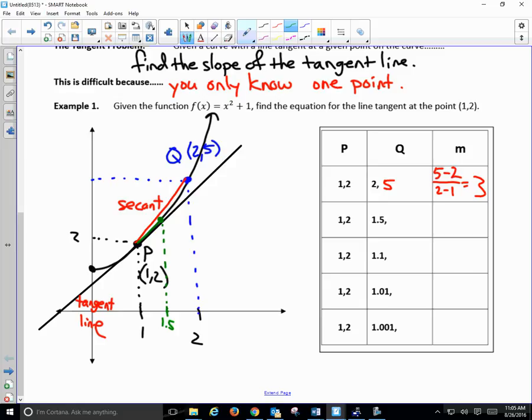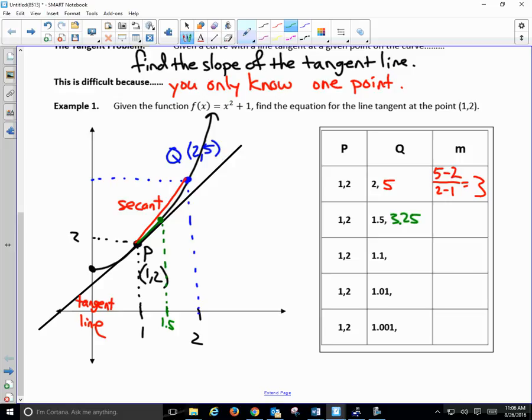But in order to find that slope, I'm going to need a y value. If my x value is 1.5, how do I find my y value? 1.5 squared is 2.25, plus 1 is 3.25. I can now use my slope formula to determine the slope of that secant line. What I would like you to do is continue filling out this chart. We're going to move it closer and closer. We're going to move it to 1.1. We're going to move it to 1.01, so we can get very close to 1.